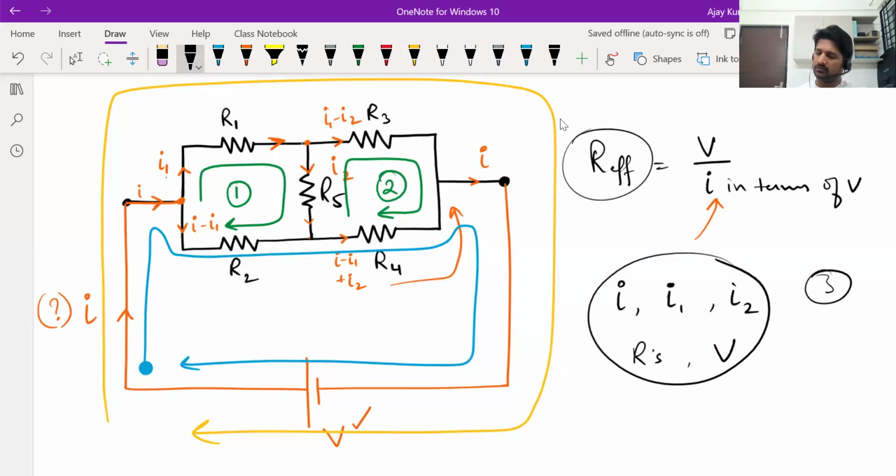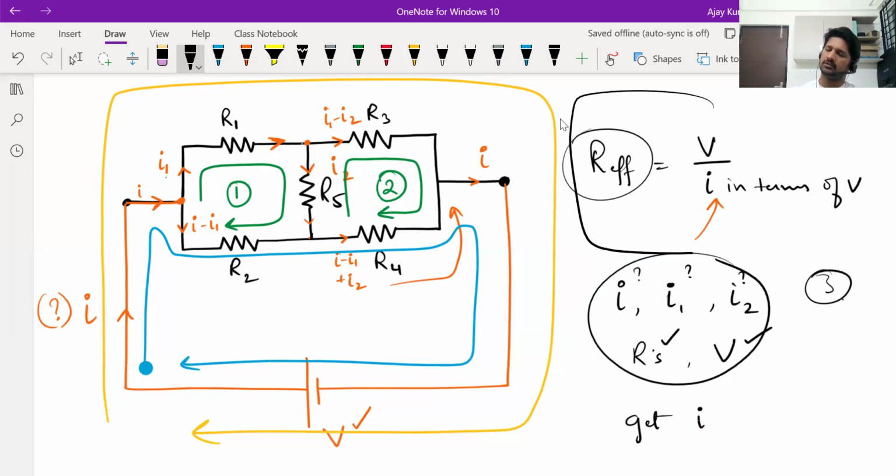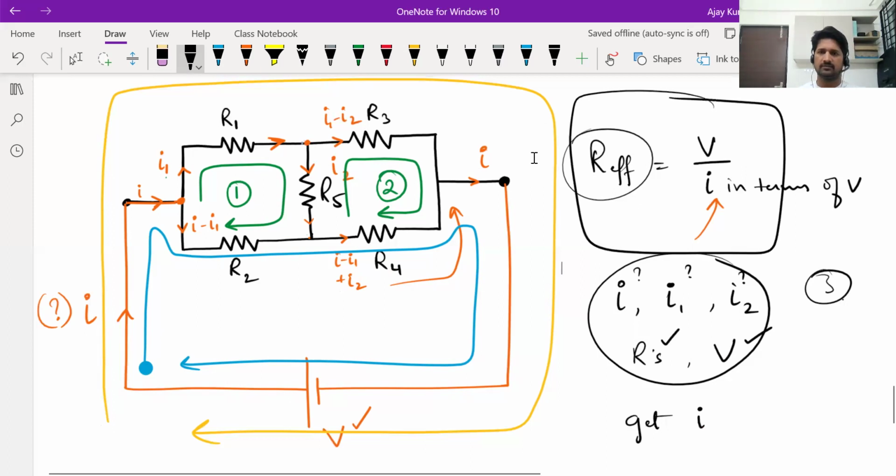Now, what are the known values in this? We know the resistances. We don't know effective resistance, but we know individual resistances. And we know the voltage. I mean, we assumed it as V. So V is known to us. The unknowns are I, I1, I2. Three unknowns will be there. You will have three equations. You can solve and get I from it. Once you get I, use this equation to get the effective resistance.